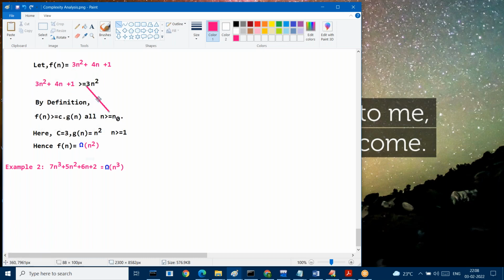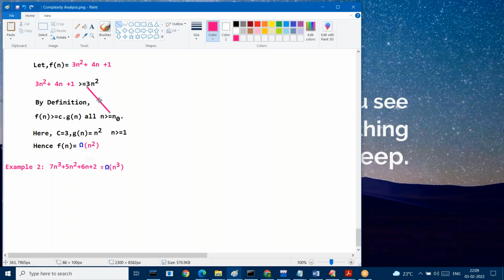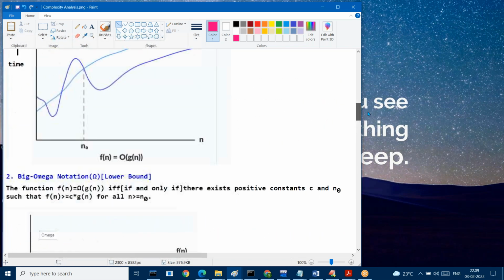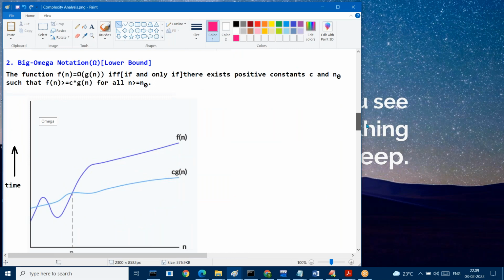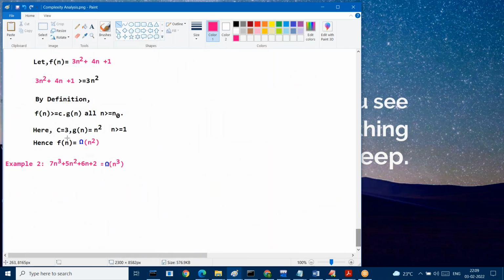Now I'm taking 3n square, so you can go for 2, you can go for 1. Clear? Sir, can I take 4n square? Yes, you can take 4n square also, as long as this relationship is holding. That's why this notation is not for the upper bound. It's the lower bound. When we learned the earlier definition, we said that big O is the upper bound. This one is the lower bound. It is not the last one.